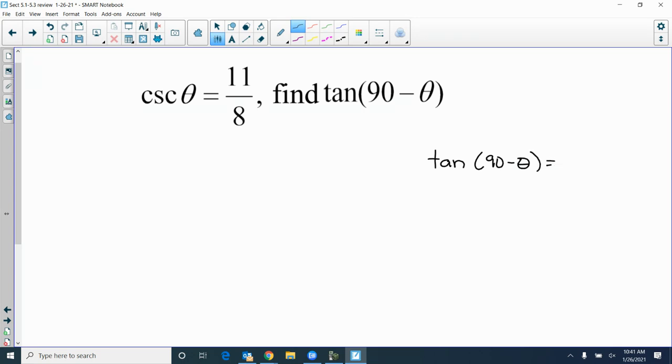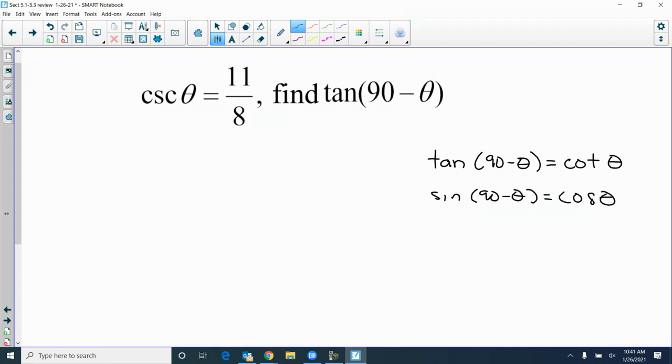You don't absolutely need this, but it makes it a little bit easier. Tangent of 90 minus theta does equal something. Okay, it's one of our co-function identities. Remember what it equals? I believe it's cotangent. Cotangent of what? Theta. Cotangent of theta. Okay, so we have a whole list of cofunctions where the sine of 90 minus theta equals the cosine of theta.